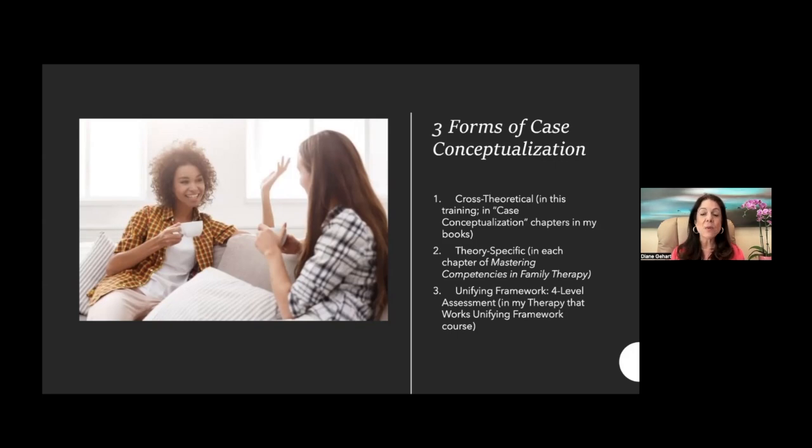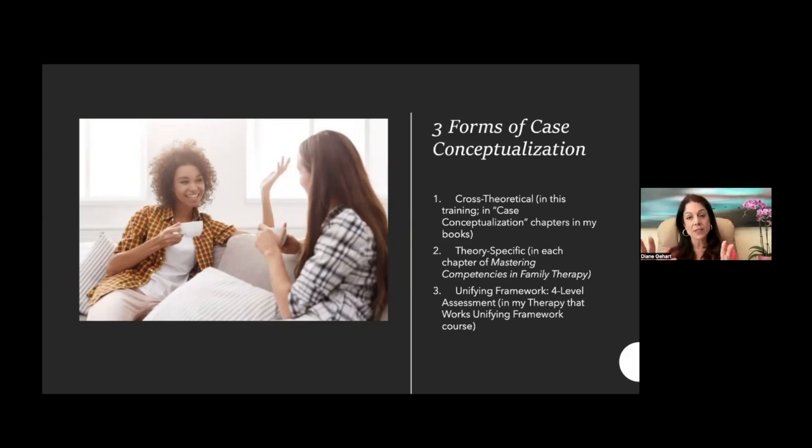So today what we're covering is a cross-theoretical form, meaning you're still going to see the elements of specific therapeutic models in this case conceptualization form. It is quite long, which is on the other end of the spectrum from my unifying framework, where I synthesize it all into one simple framework.